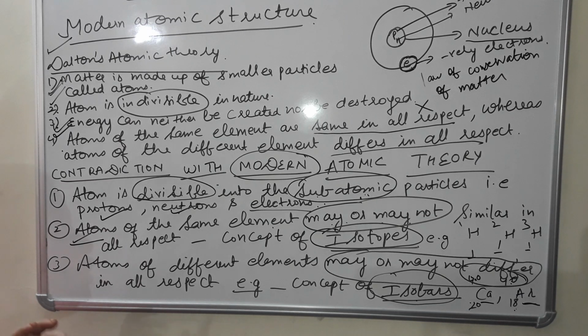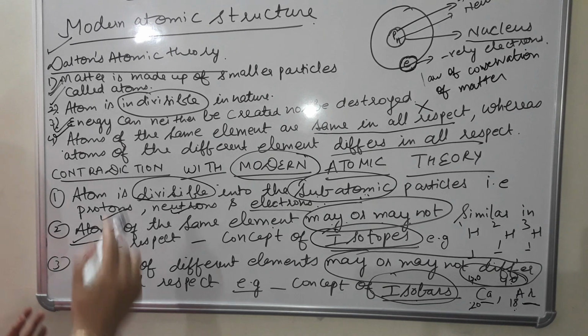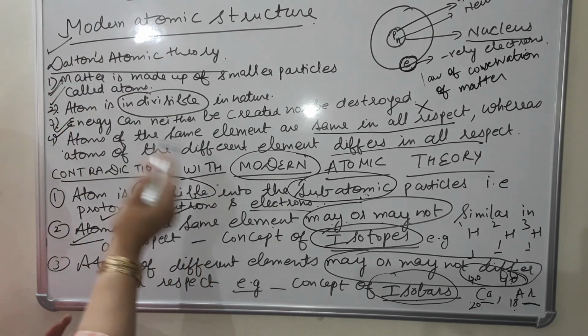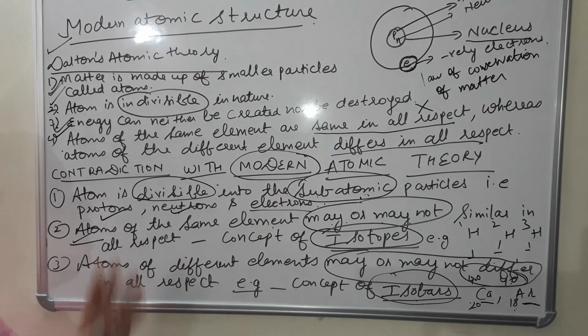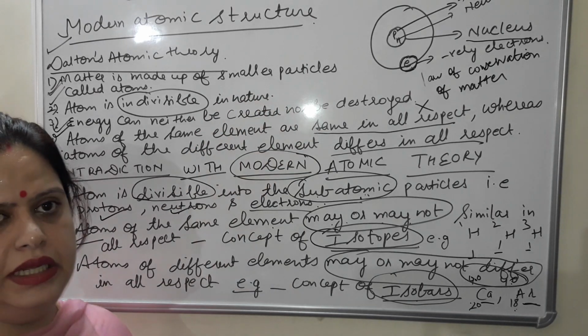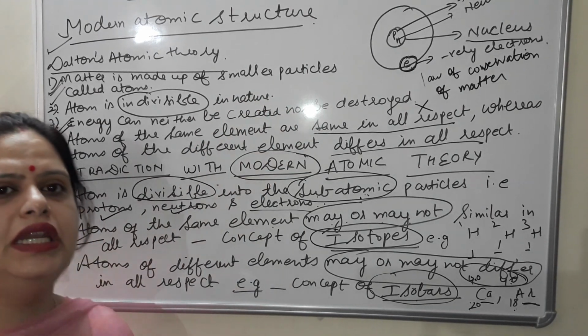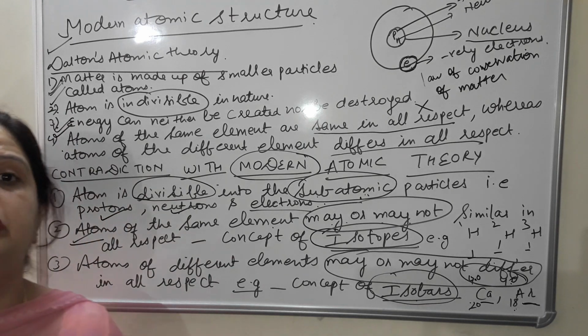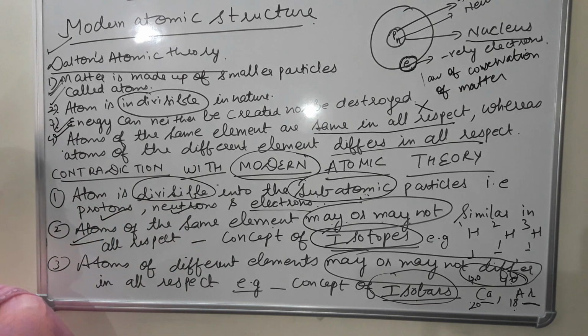So today what you have to do, you have to go through what is Dalton's atomic theory, how points are contradicted with modern atomic theory, what is the modern atomic structure. And in tomorrow's lecture, we'll discuss the modern atomic structure, the atomic number, mass number, electronic configuration. Thank you and have a nice day.